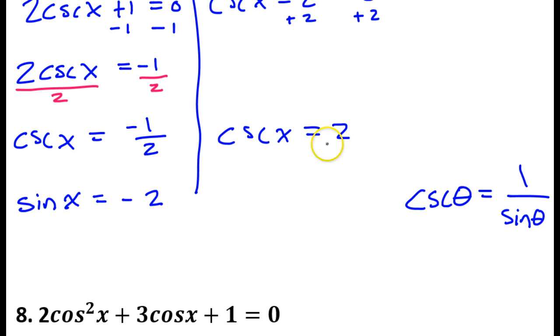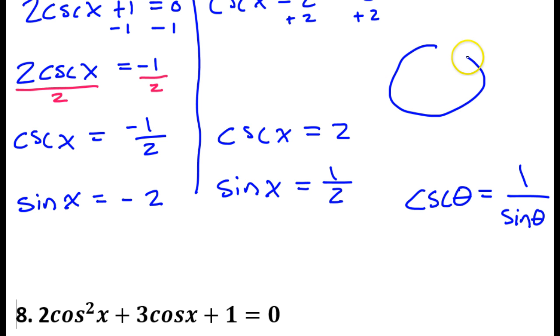Now if I do the same thing over here, I'm going to do the reciprocal of both sides. The reciprocal of cosecant, again, is sine, and the reciprocal of this would be 1/2. Okay, so now it's a matter of what are the solutions here. Well, sine goes up to a positive 1 and down to a negative 1 if you're looking at the unit circle.